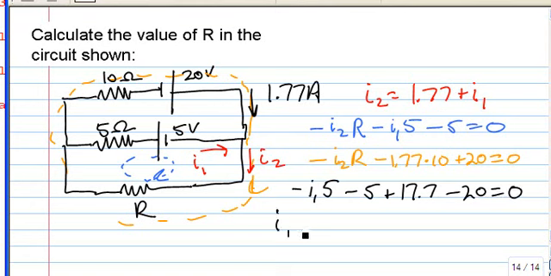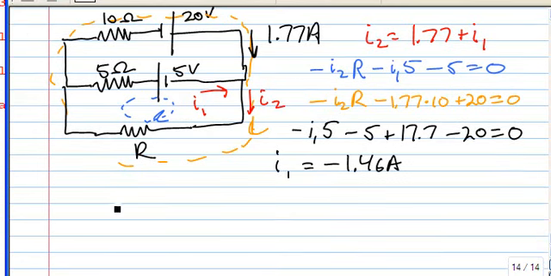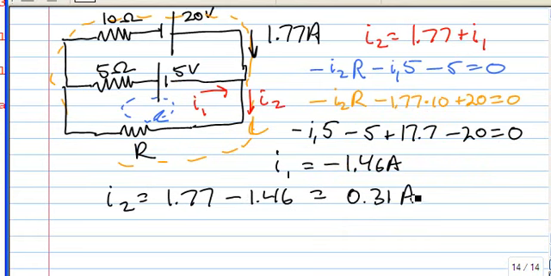From this equation, I can solve for I1. I find that I1 is minus 1.46 amps. So that's given me part of what I need to know. I can then use the top equation, I2 is equal to 1.77 plus I1, so minus 1.46. That shows that I2 is equal to 0.31 amps.